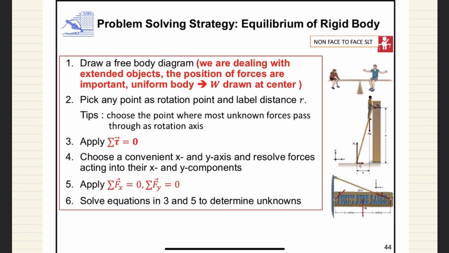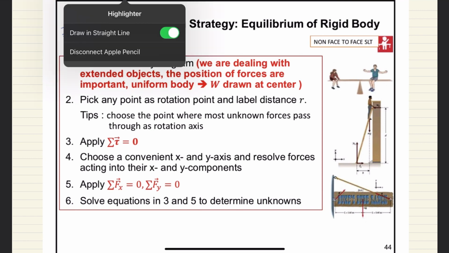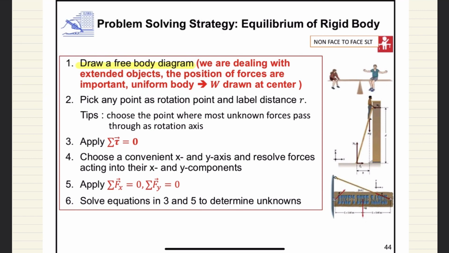So first of all, you have to draw the free body diagram. Okay, I'm going to show you soon after this. And then after that, you have to pick a point as a rotation point. So the keyword here is actually pick any point, and I'm going to explain more later. And then apply summation of torque equals to 0. Okay, choose convenient x and y axes and resolve the forces acting into their x and y components, and then apply summation of Fx and Fy equals to 0.